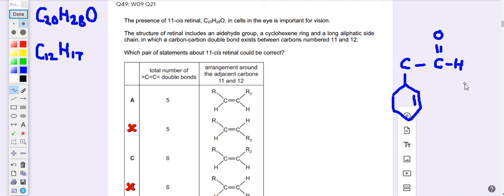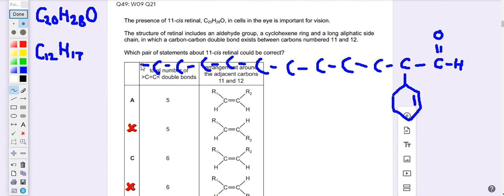Now, if this is carbon number 1, 2, 3, 4, 5, I need 12 more carbons, other than all these carbons. 1, 2, 3, 4, 5, 6, 7, 8, 9, 10, 11, 12. The last carbon, we have no choice, we must put a CH3, because we must end with CH3.